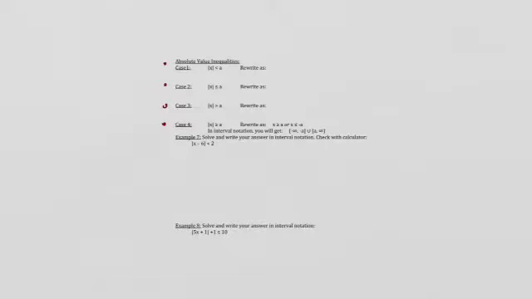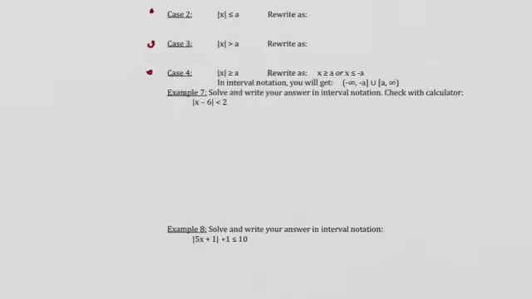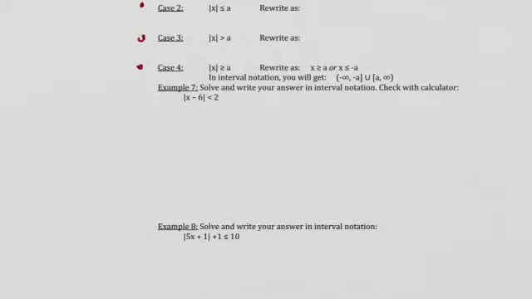Let's try to do example number 7 by hand again. And if you want to use your calculator, you may also use your calculator. For that, you are going to say that because the absolute value is standing by itself, we can right away write x minus 6 has to be in between 2 and minus 2.